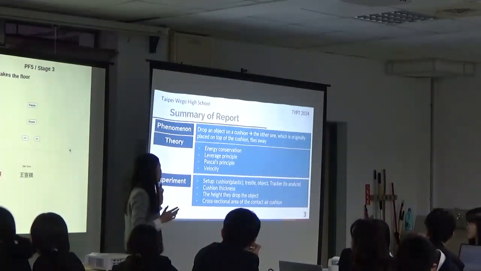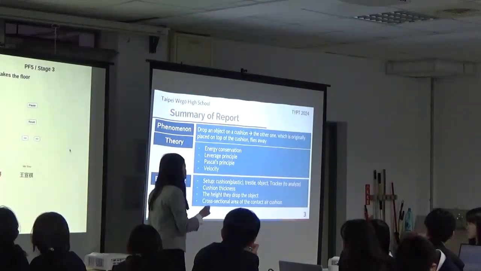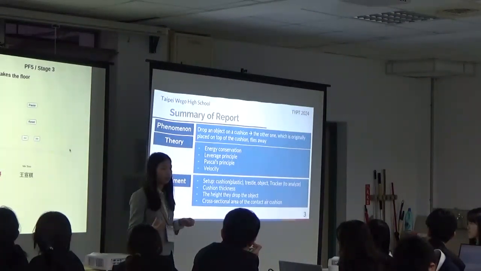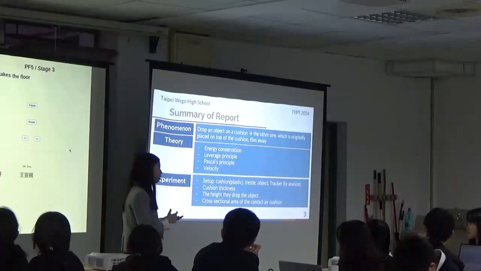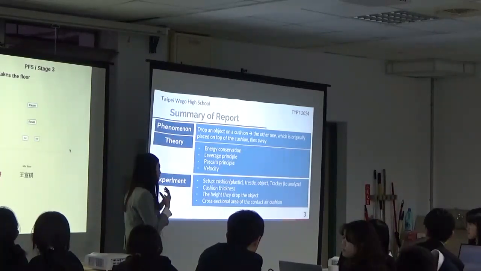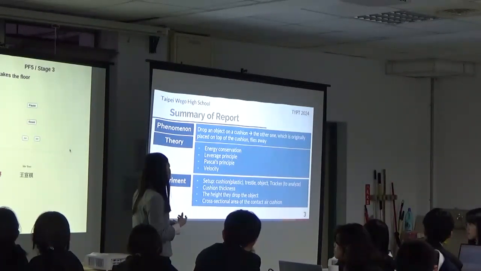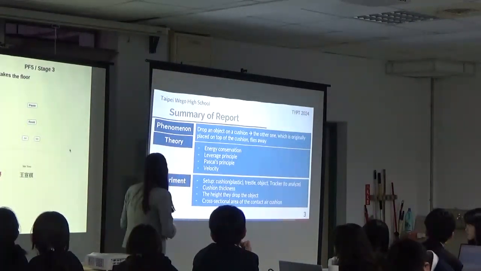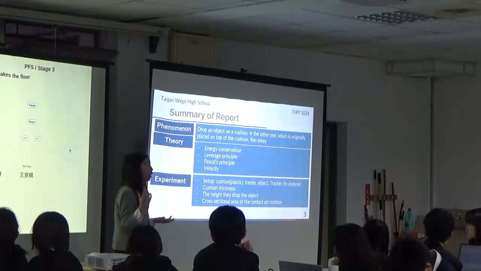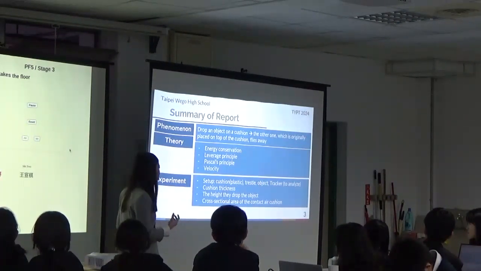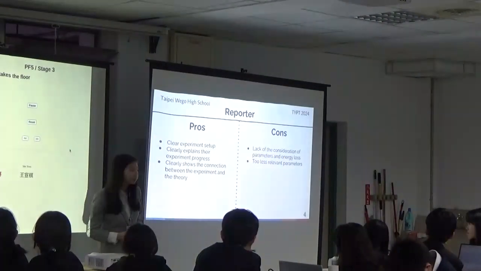The phenomenon is that they drop an object on the cushion and the other one, which is originally placed on the top of the cushion, will fly away. Their theory includes the energy conservation law, the leverage principle, the Pascal principle, and the velocity. Their experiment setup includes the cushion, crystals, objects, and trackers to analyze their theory. They also change the parameters such as the cushion thickness, the height they drop the object from, and the cross-sectional area of contact of the air cushions.